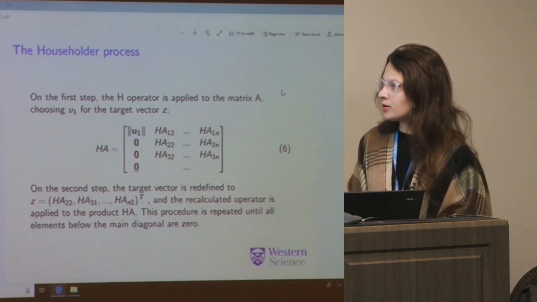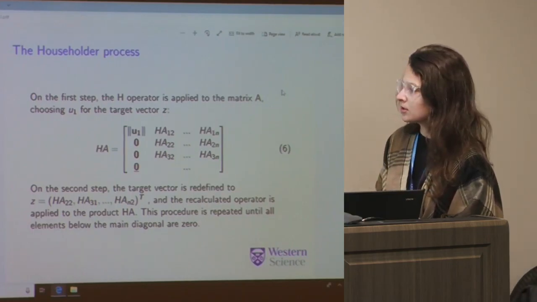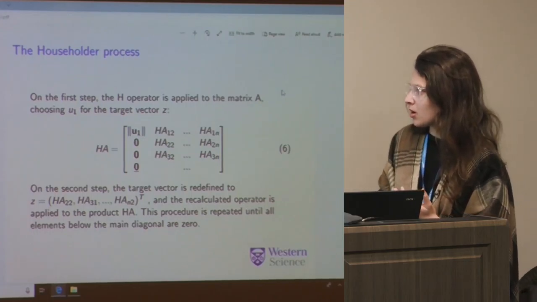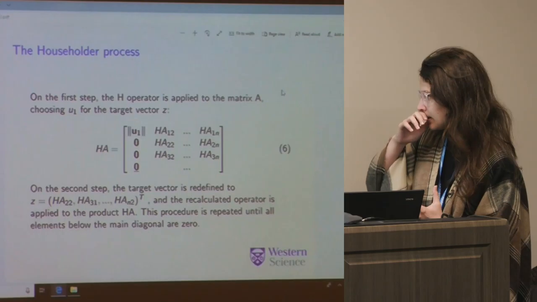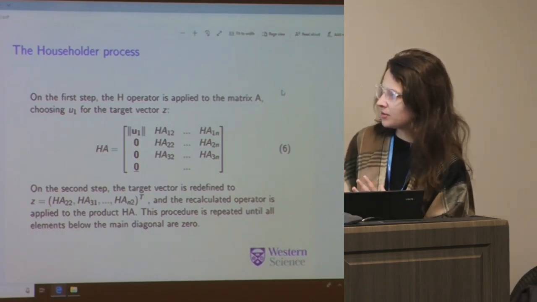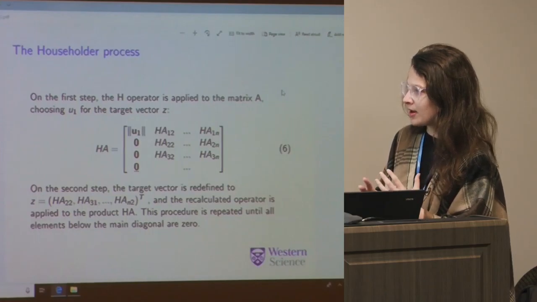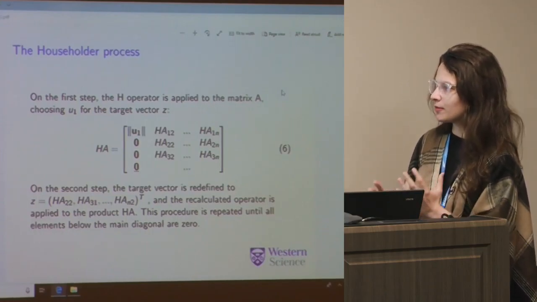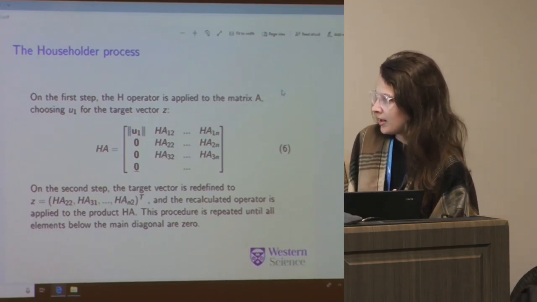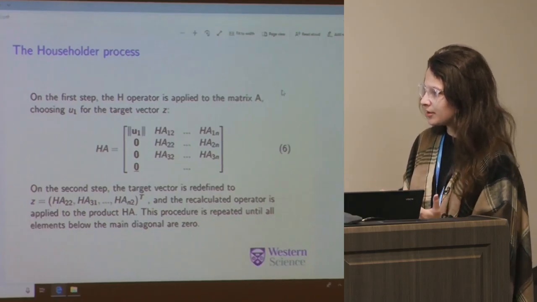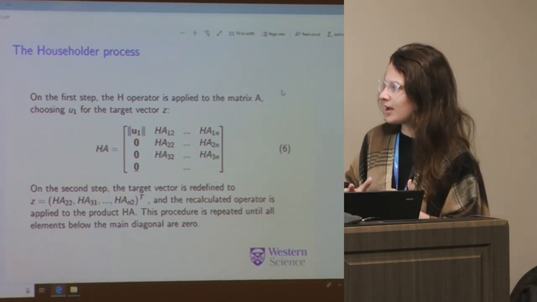Okay, so now that we have the operator, I'm going to show you how to use it to conduct the householder steps. On the first step, the householder operator is applied to the matrix with the first column of the matrix as the target vector Z, and that induces zeros below the first row, as you can see from equation 6. Then you do the second step, which takes the target vector from matrix HA, which is the resulting matrix from the first step, and takes the second column of that matrix below the second row. And of course, the operator has to be recalculated and reapplied. That procedure continues until all of the elements below the main diagonal are zero.